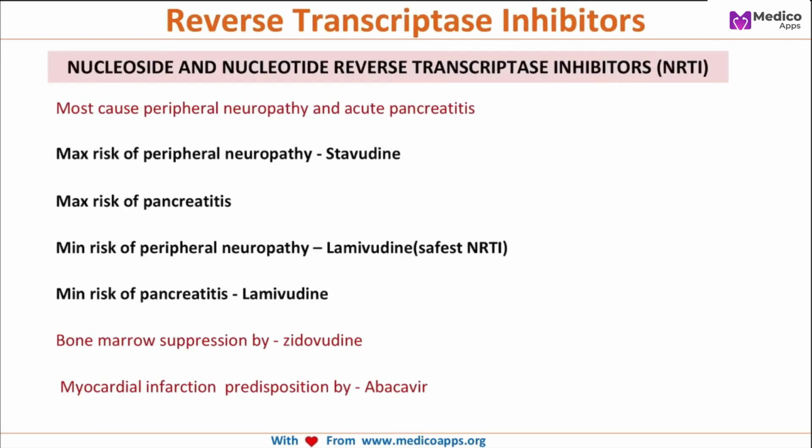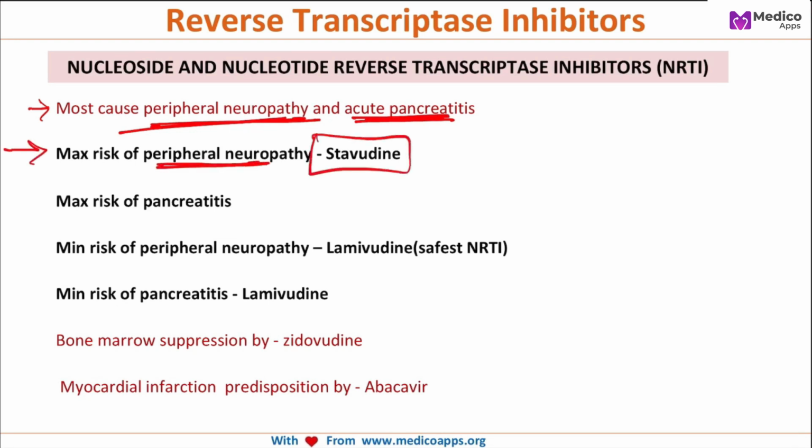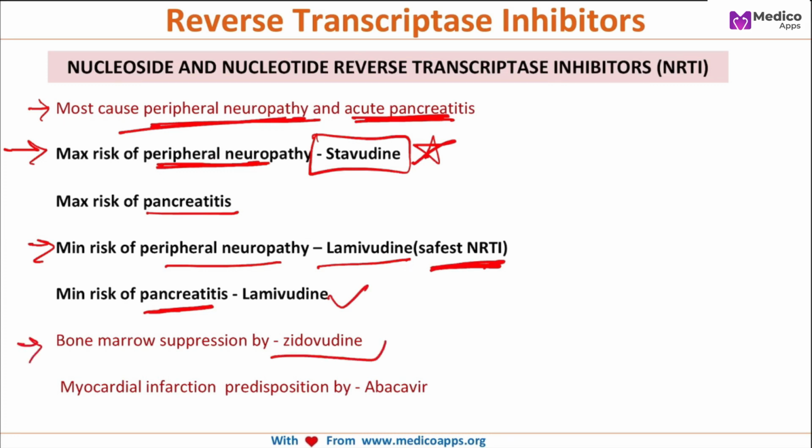Now, most nucleoside and nucleotide reverse transcriptase inhibitors result in peripheral neuropathy and also acute pancreatitis. The maximum risk of peripheral neuropathy is mainly seen with stavudine, very, very important. And the maximum risk of pancreatitis is also seen with these drugs. The minimum risk of peripheral neuropathy is seen with lamivudine. It is the safest nucleoside reverse transcriptase inhibitor. The minimum risk of pancreatitis is also with lamivudine. Bone marrow suppression is seen with zidovudine, and the person is predisposed to myocardial infarction by abacavir, right?